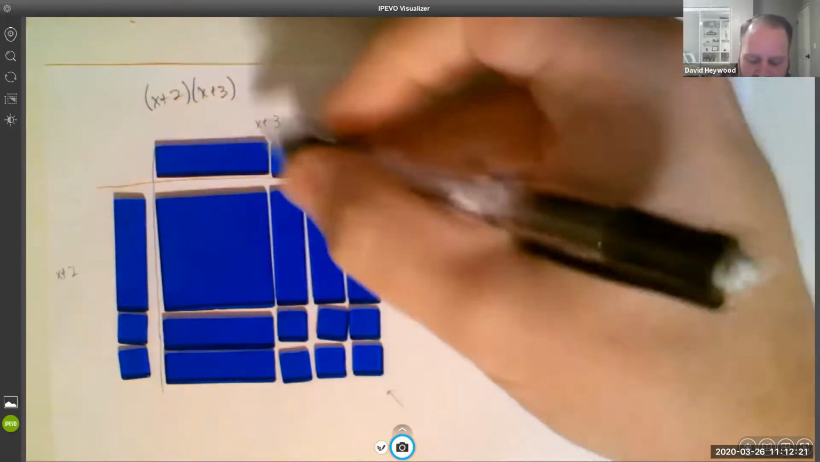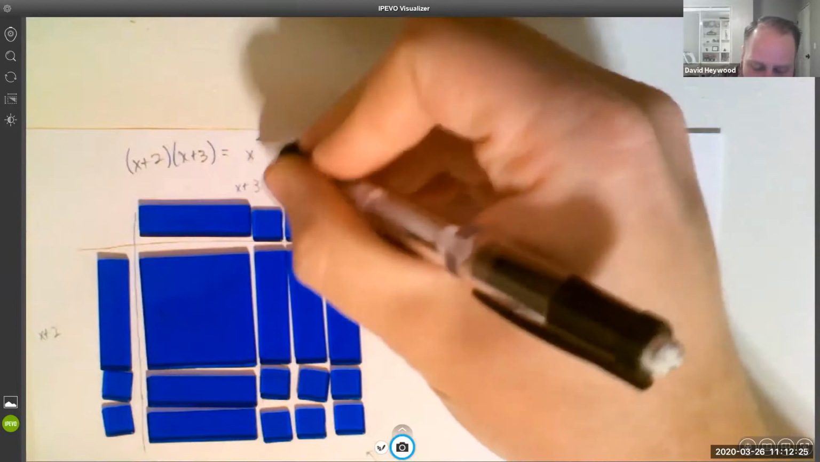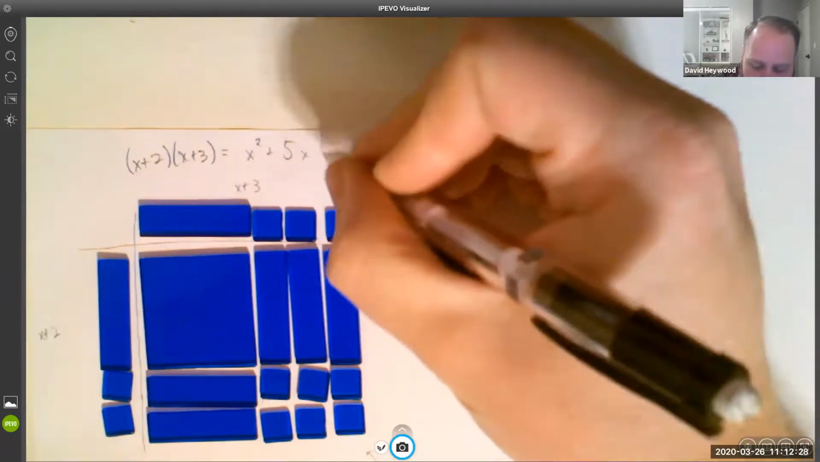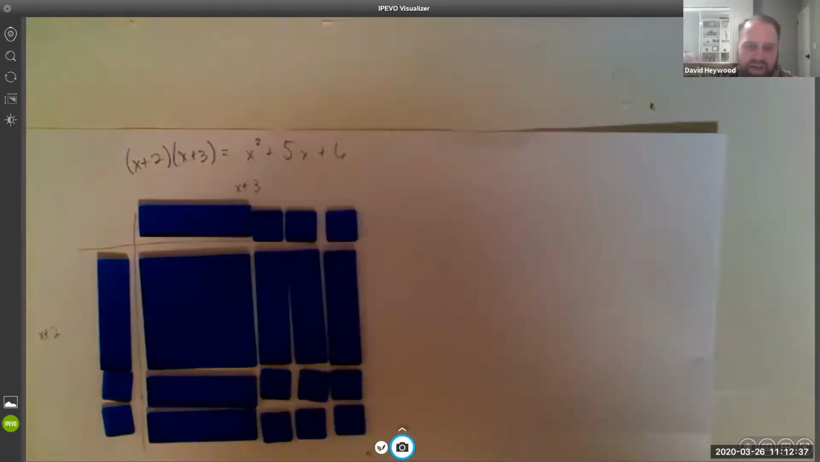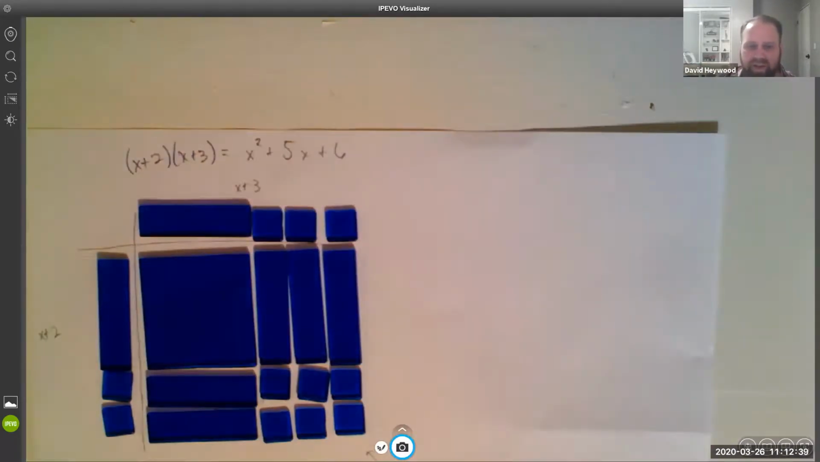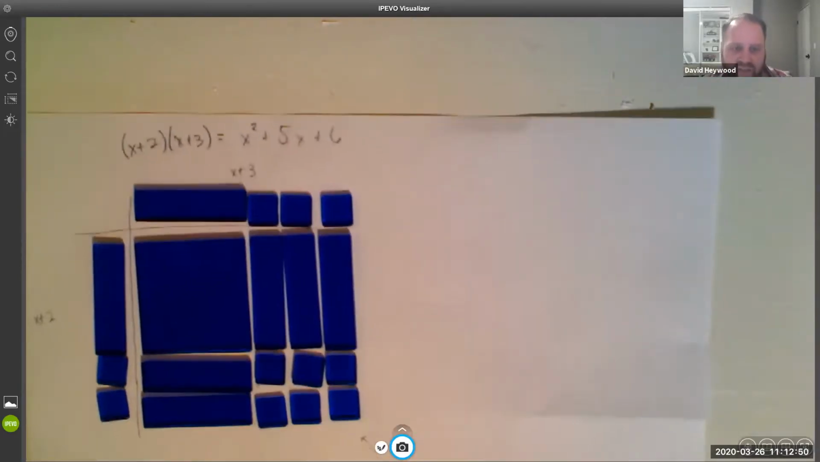Okay, so it's x squared plus 5x plus 6. And again, this just comes from manipulating tiles. We didn't have to know anything about exponents, right? We didn't have to know that x times x was x squared. We didn't have to know anything about FOIL, right? We didn't have to know anything like that. It just came from the visualization, right? It just came from the tiles themselves.